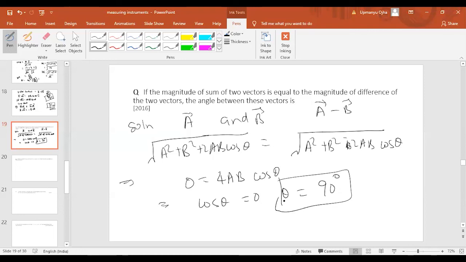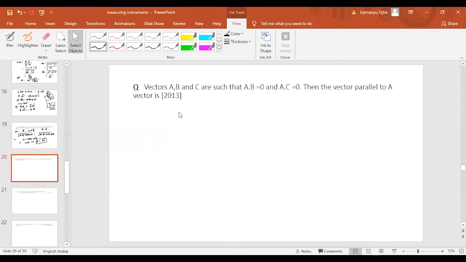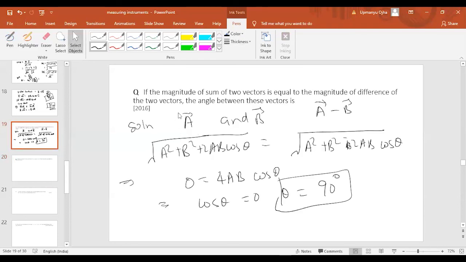Okay, this problem was asked in the 2016 NEET exam. Second problem, the two vectors. Did you understand this or not? First part, when the magnitude of the sum of two vectors A plus B is equal to the magnitude of the difference of the two vectors.